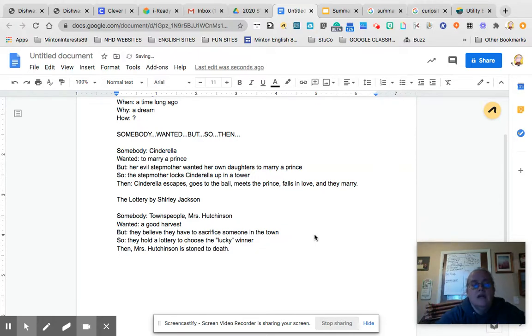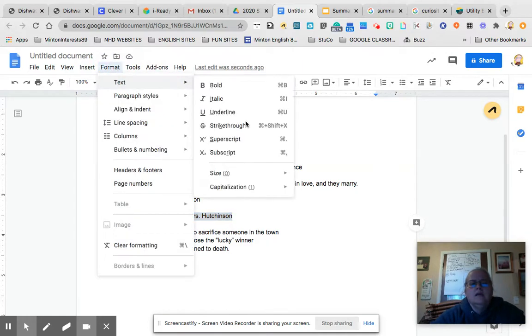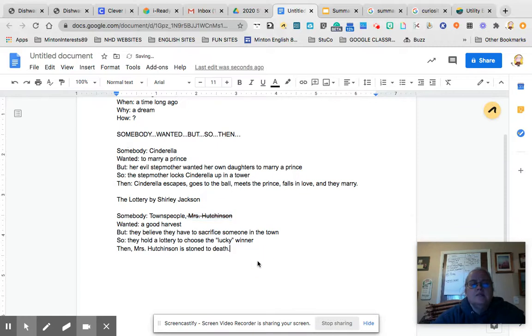Okay. Again, the townspeople, let's take Mrs. Hutchinson out, okay, because we realize now as we're writing this that we don't really need her in that part of it. So I'm going to strike through that. The townspeople want to have a good harvest, but they believe they have to sacrifice someone in town. So they hold the lottery to choose the lucky winner, and then Mrs. Hutchinson is stoned to death. I could talk about her son, I could talk about her husband, I could talk about all the other people involved, but if we're going to boil this down to the summary, that's what you have to do.